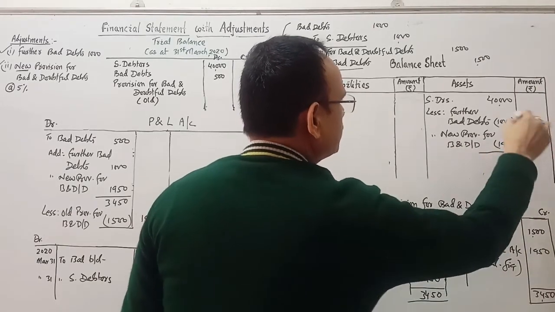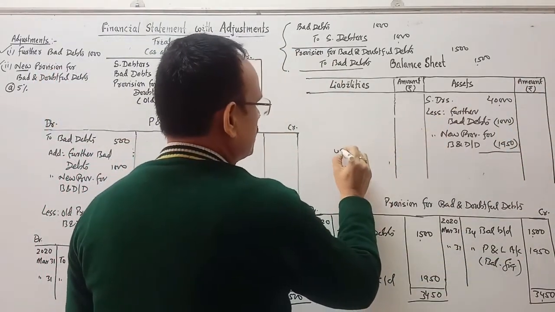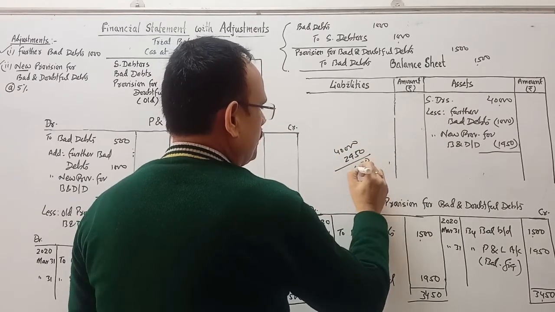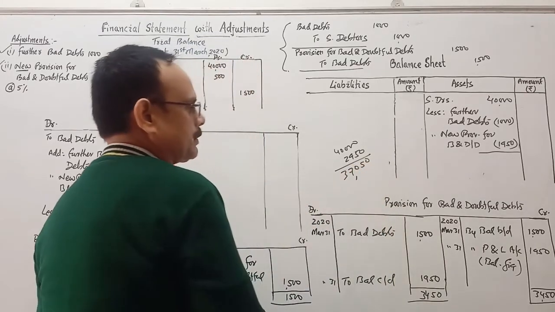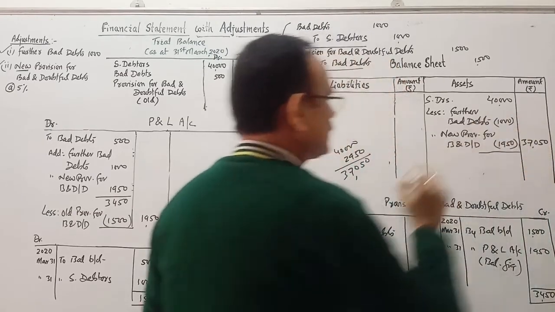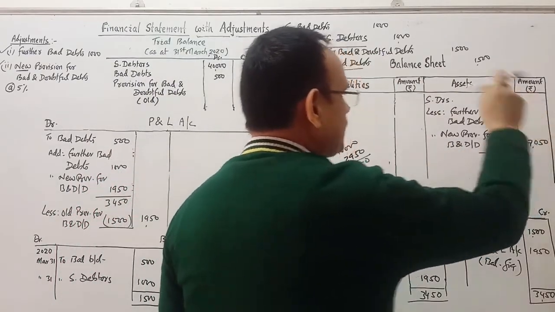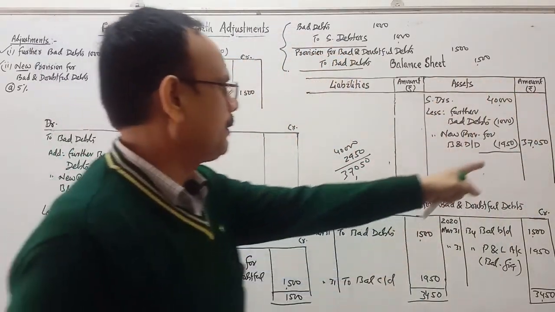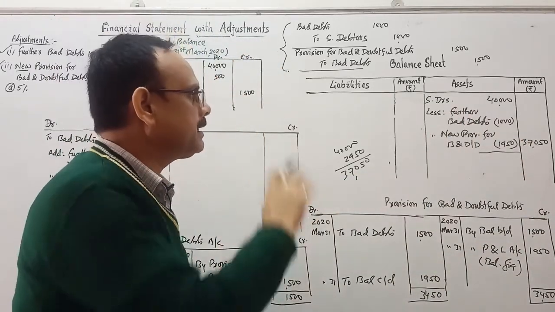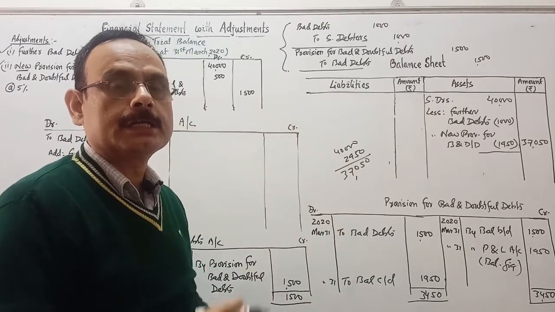So deduct it and then you write the amount in the outer column. How much amount are we going to write? 40,000 minus 2950. So this will be 37,050 rupees. You write 37,050 rupees in the asset side. This is the real debtors from whom we realize the amount. This much amount will be realized by us from the debtors after adjustment of the further bad debts and the doubtful debts.